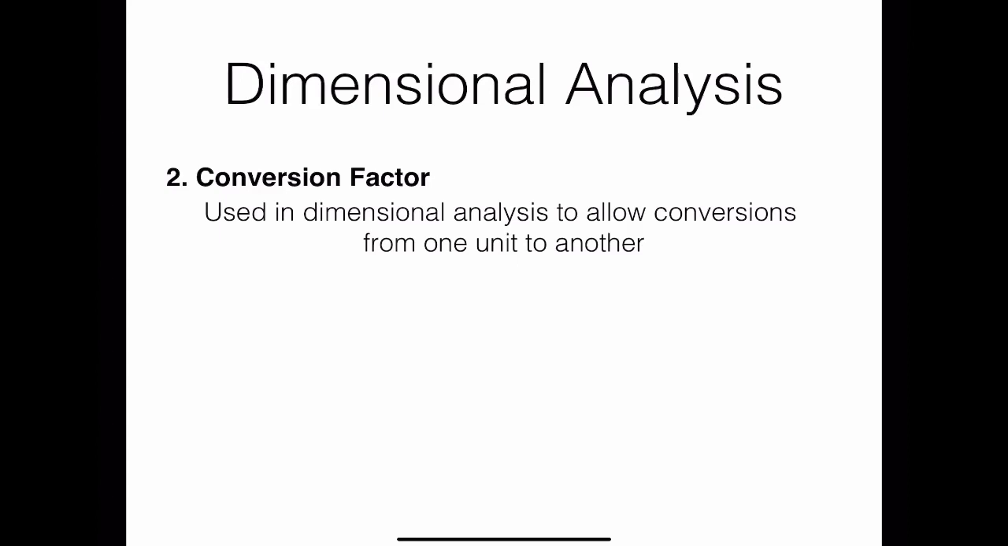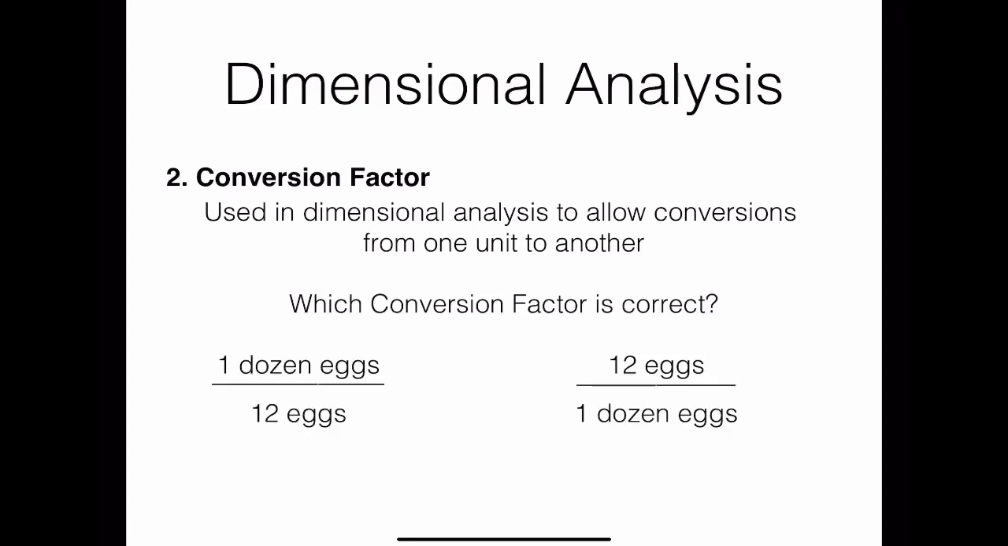Conversion factors are used in dimensional analysis to allow conversions from one unit to another. So we're going to take that equivalent statement, and now we're going to turn it into a conversion factor. So which one is correct? These are 2 different ways of expressing the same equivalent statement. Do they both mean the same thing? Not if we're looking at them individually, but if we're looking at them in the context of a larger problem, in a dimensional analysis problem, both could be correct depending on what our problem is asking us to do.